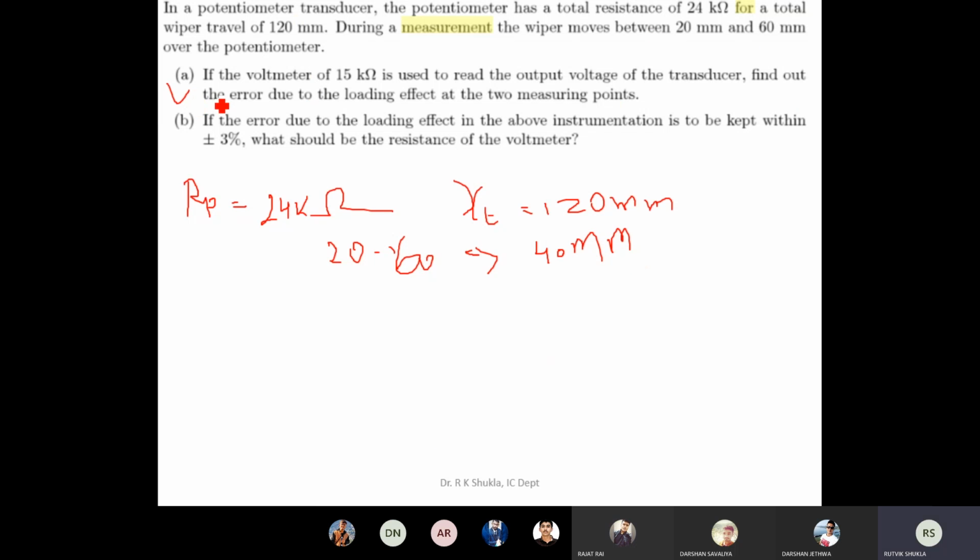Now there are two parts. The first part is if a voltmeter of 15 kilo ohm is used. 15 kilo ohm, that is the internal resistance of the voltmeter. So if I am writing RM, RM is equal to 15 kilo ohm. This is what they have given.